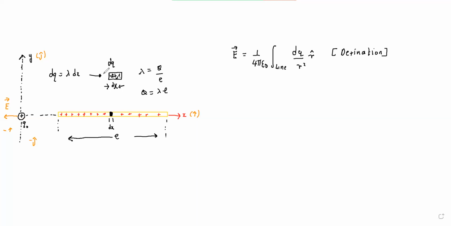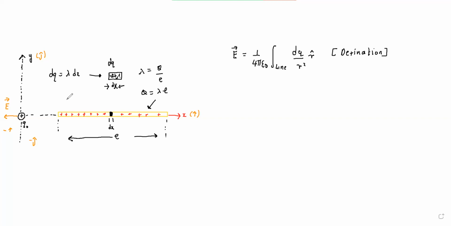For the total rod, we can represent the total charge using lambda times L. So this is the total charge. But for the case where we select a small region, dq is equal to lambda times dx, because dx is the length of that selected region. So from this equation, we know exactly what dq is.